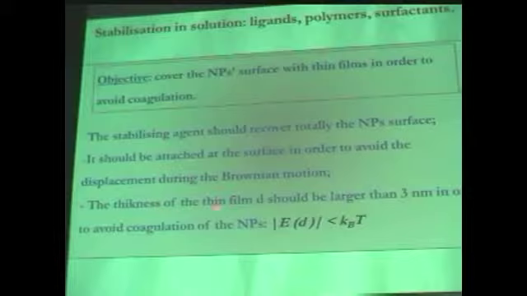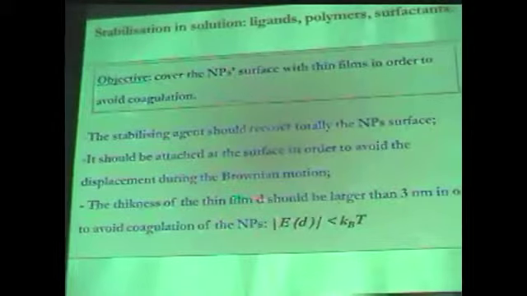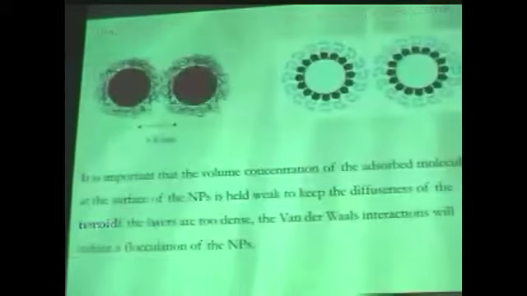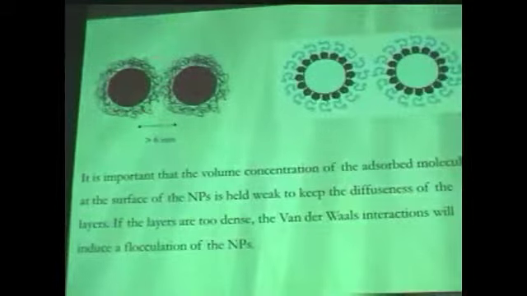So the thickness of the thin film should be larger than 3 nanometers in order to avoid coagulation of the nanoparticles, because the dipolar energy should be lower than kBT. So if we represent here 2 nanoparticles, the minimal distance between their surfaces should be larger than 6 nanometers.